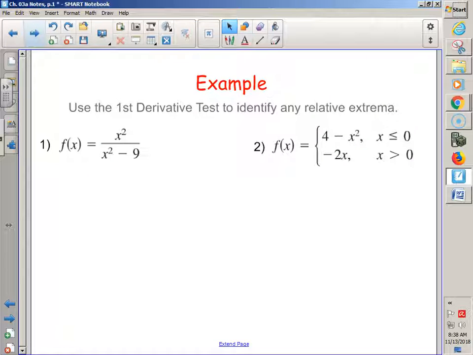So if we were to take, I don't know, these don't look very fun. But you guys in your homework saw ones that weren't fun, right? You maybe saw some fractional ones, maybe you saw some piecewise ones. We're going to use the first derivative test to identify any relative extrema of these two functions. I'm going to give you guys just a second to get ahead for the derivatives.